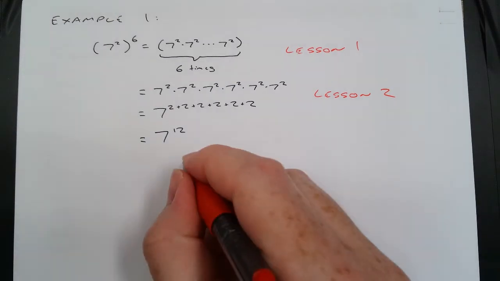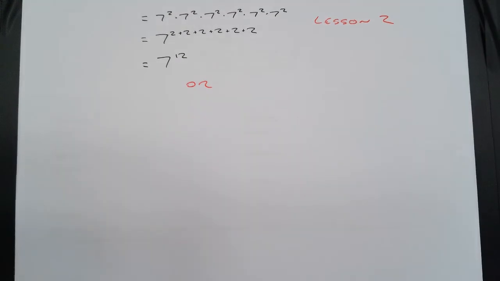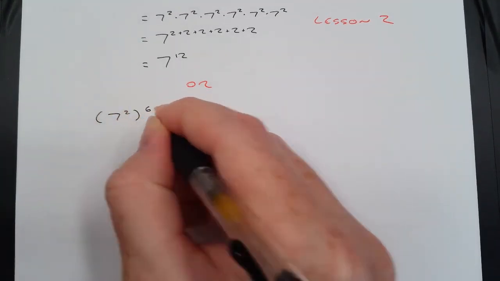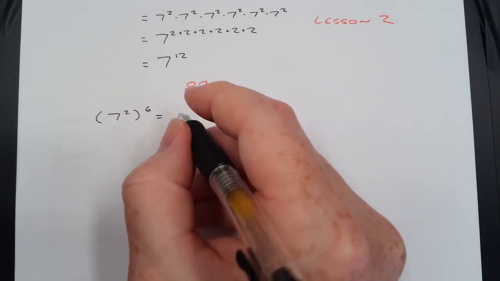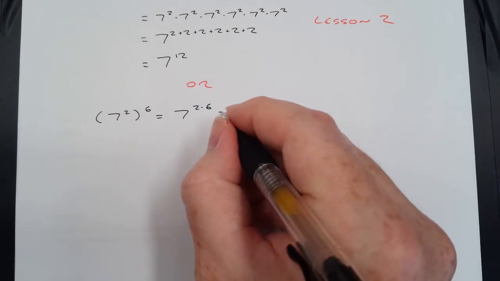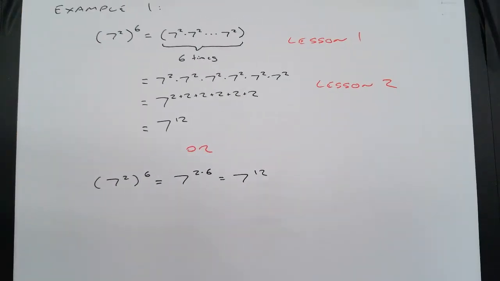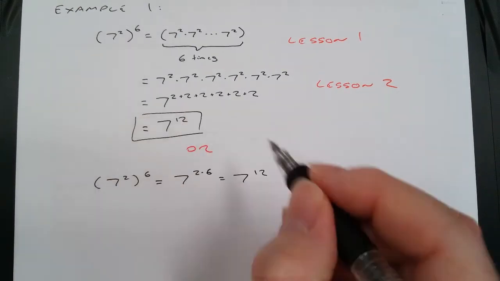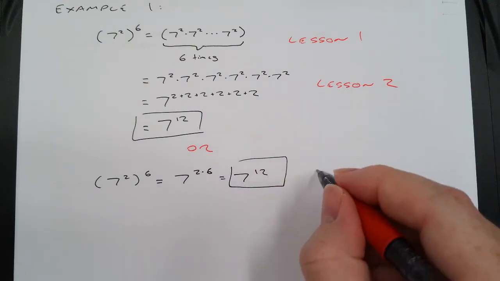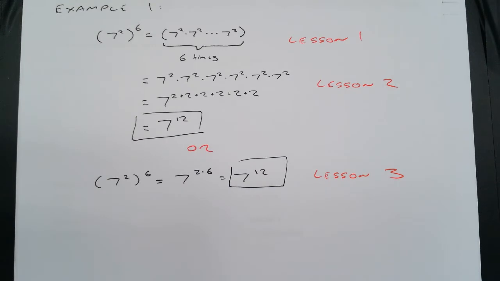Or remember the rule we just talked about. You can just take 7 squared to the 6th using lesson 3 and say it's 7 to the 2 times 6, which is 7 to the 12th. Same answer both ways. Combining lesson 1 and lesson 2, or just using the equation from lesson 3.